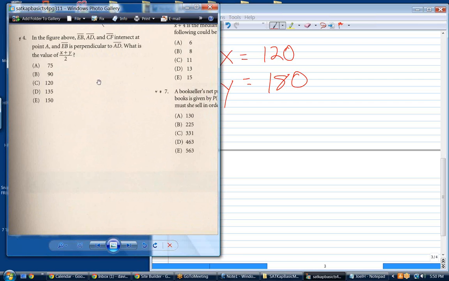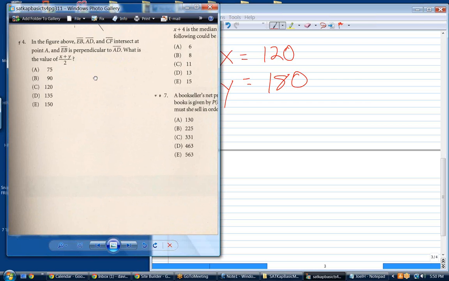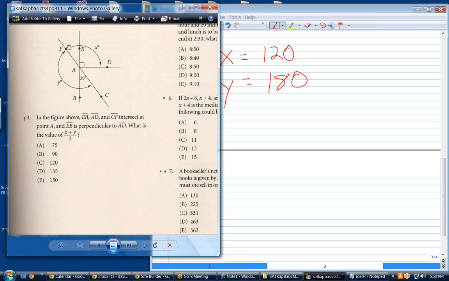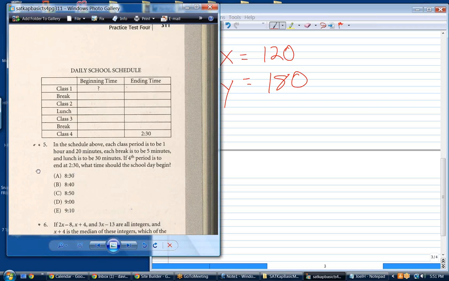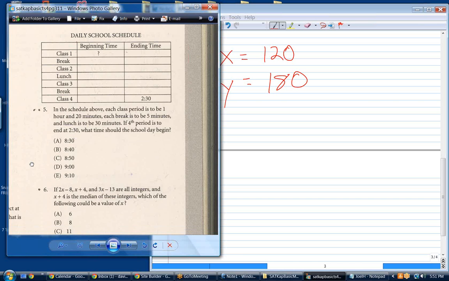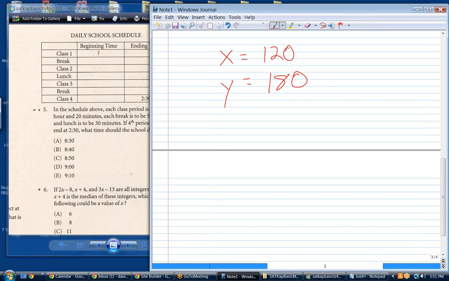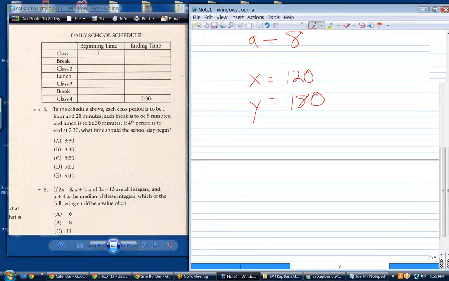Usually these kind of problems, the last part's the easiest part. The toughest part is figuring out what x is and knowing that if this is 30, this has to be 30. If that's 30, then x has to be 30 plus 90. All right, let's look at number 5. They like these kind of problems on the test.